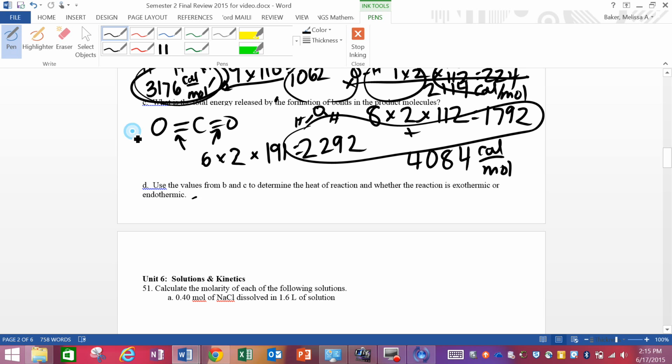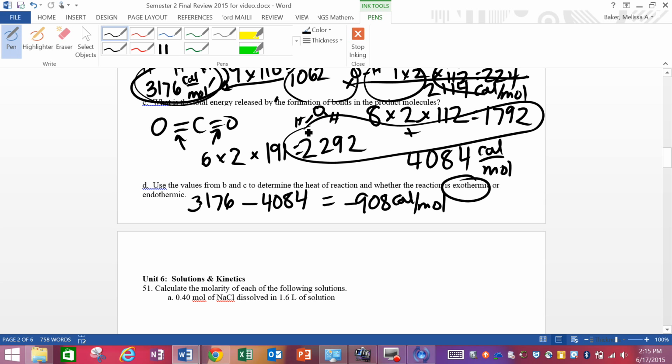So 3176 minus 4084, the heat of reaction is a negative 908 calories per mole. That's the heat of reaction. So it's exothermic because it's a negative heat of reaction because more energy was given off in the making of the new bonds than the energy it took to break the bonds.